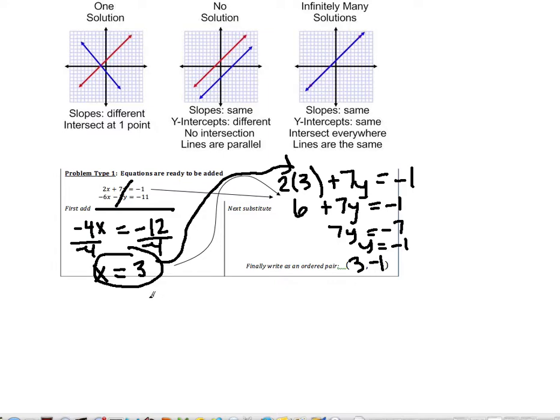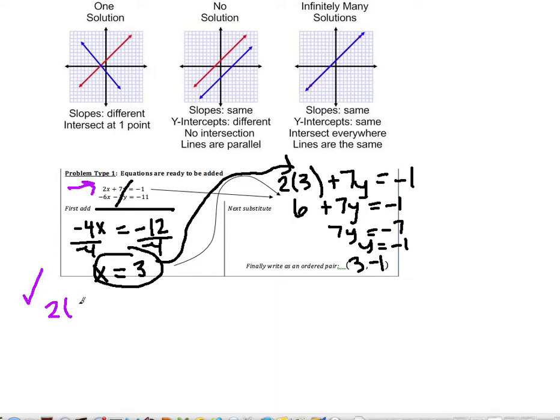And I should check to make sure that that definitely works. So I'm going to take my coordinate point 3, negative 1, and first I'm going to plug it into my first equation. So we're just checking that our answer makes sense.